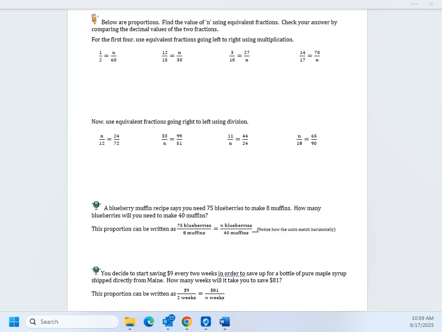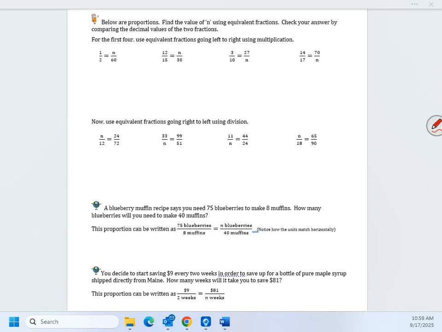So look at our first one here. Mr. Schultz is giving us easier proportions to work with. Okay, so if we look at 1/2, how did we go from 1/2 to that bottom denominator of 2? How did that go up to 60?